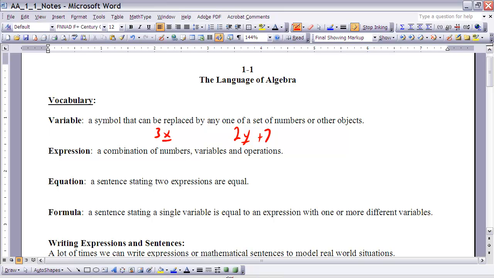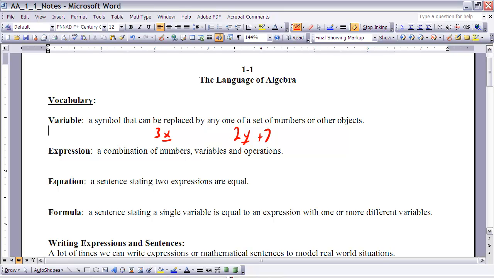An expression is a combination of numbers, variables, or operations. So both the examples that I had above, 3x and 2y plus 7, would be examples of expressions where you have numbers, variables, and operations. So when I have the expression 3x, that means 3 times x. Although there isn't an operation symbol there, it's implied that there is an operation symbol.